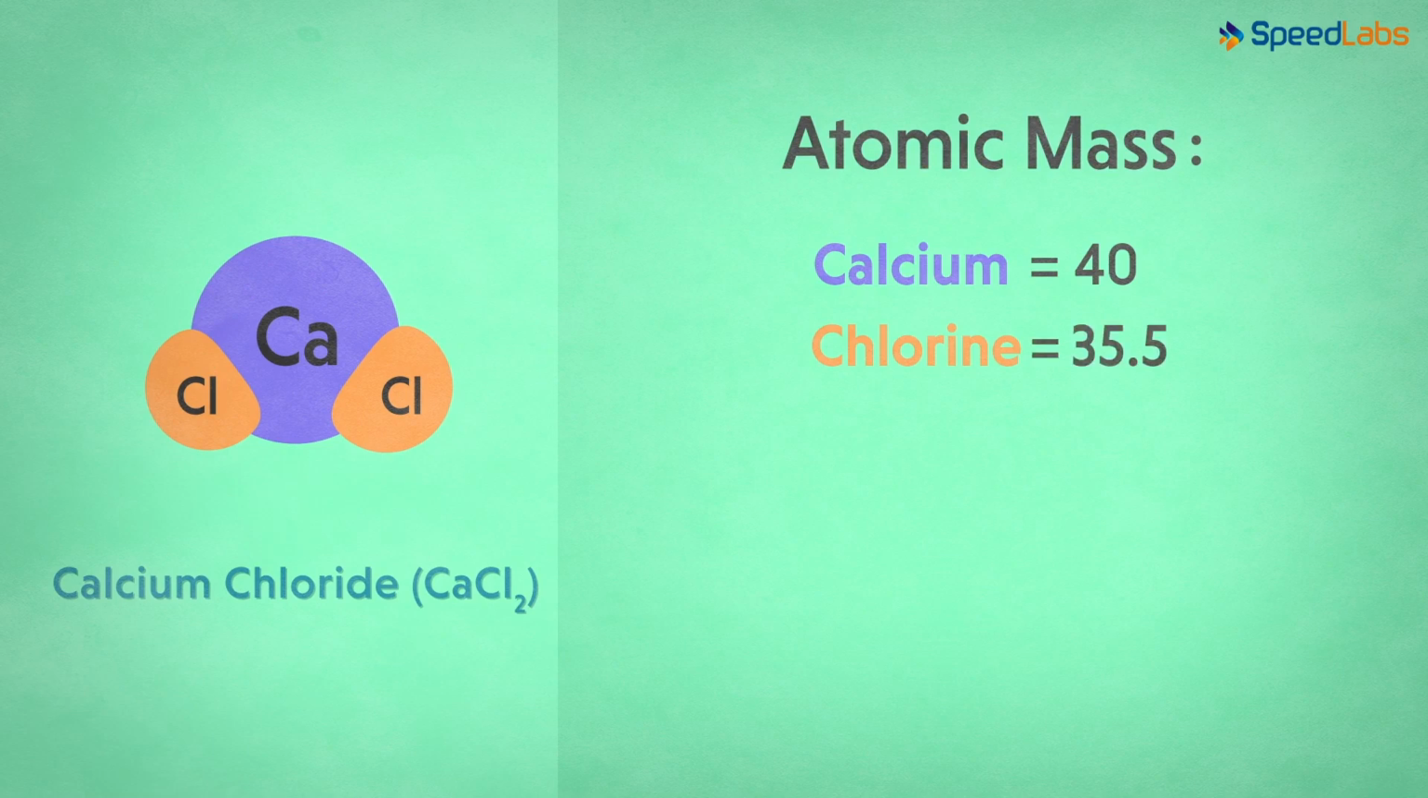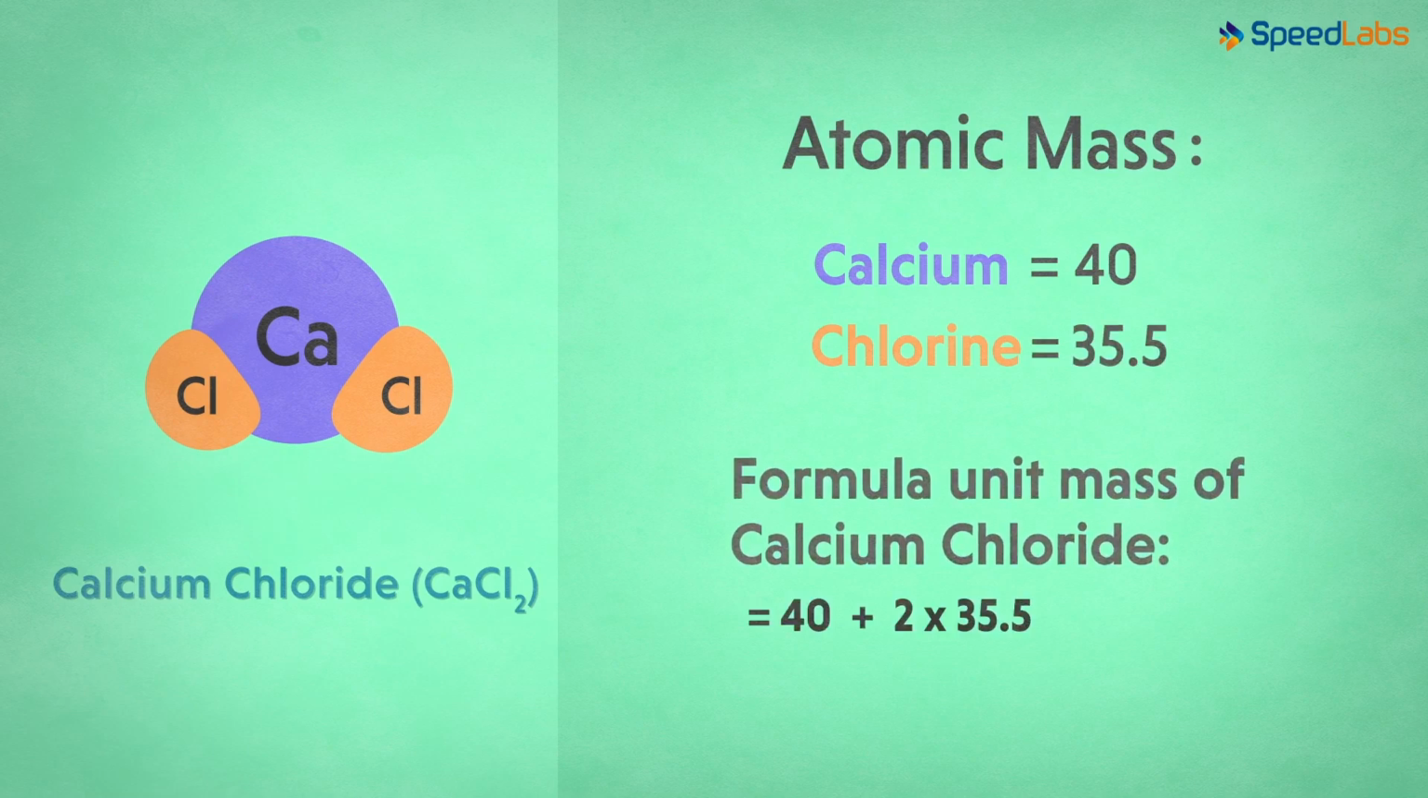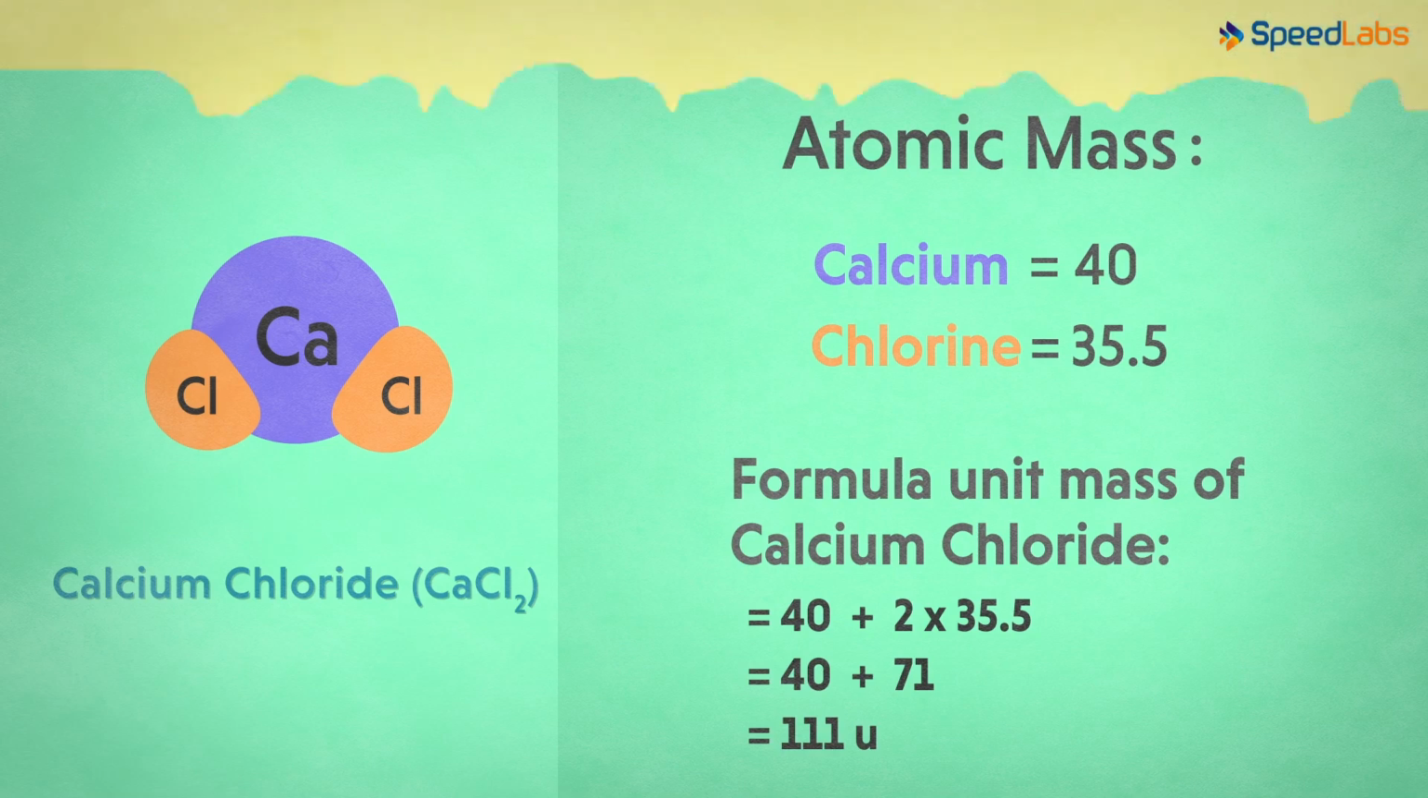So getting back to calcium chloride, the atomic mass of calcium is 40, while that of chlorine is 35.5. Adding the two, we get 40 plus 2 times 35.5. That is 40 added with 71. Thus, the formula unit mass of calcium chloride is 111 units.